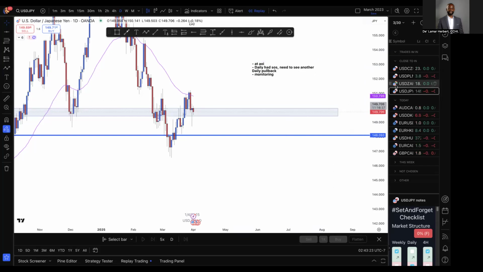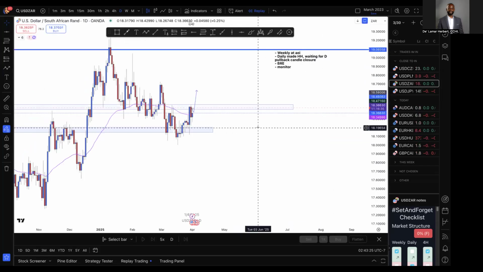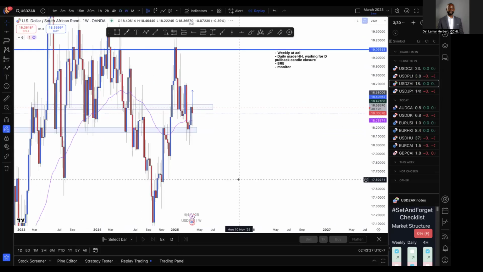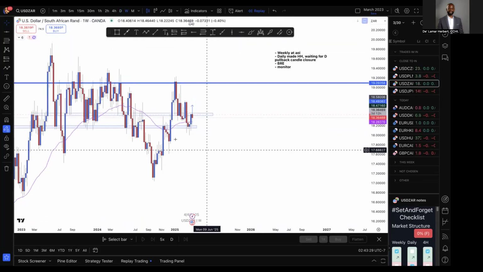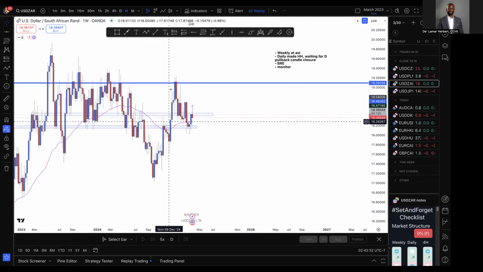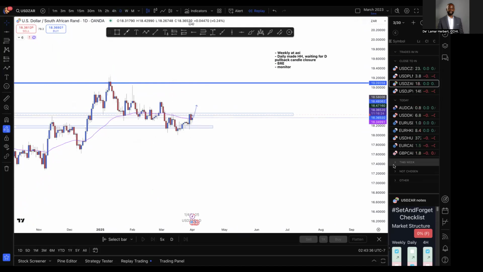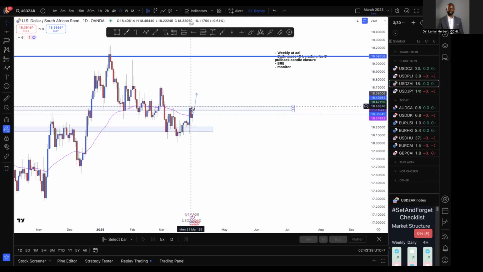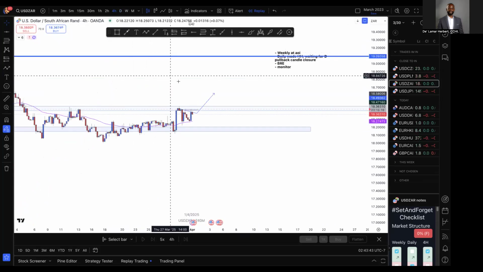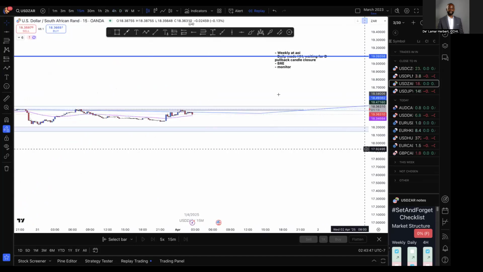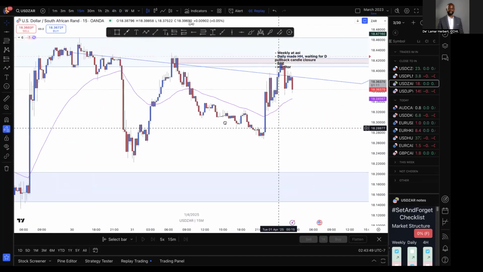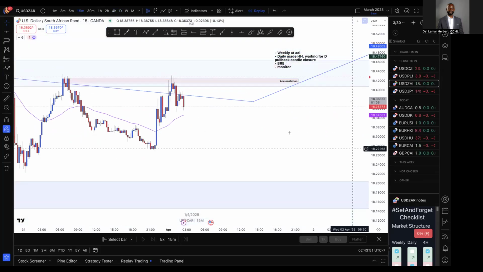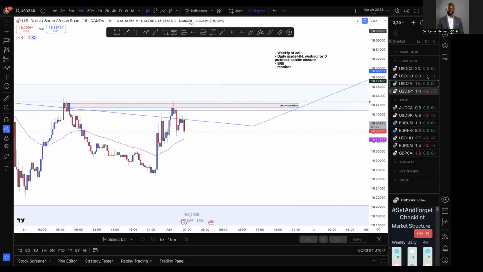Okay, USD ZAR. Again, we're bullish time frame. We talked about this bullish time frame. Bullish, right? We're having a daily pullback, really good. We already had our 4-hour pullback, so now we're just looking for the proper accumulation. We have our alert set at the top of this 15 minute.